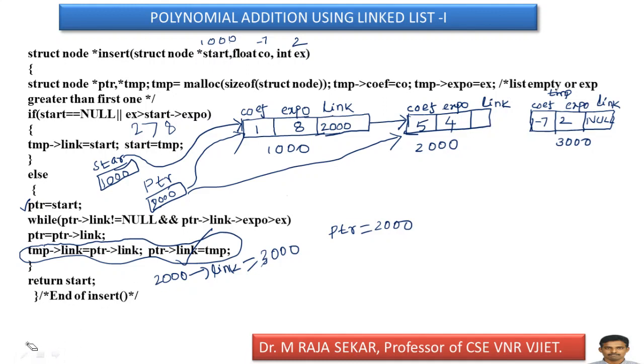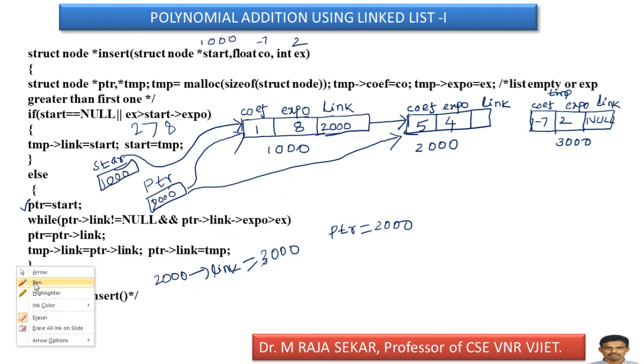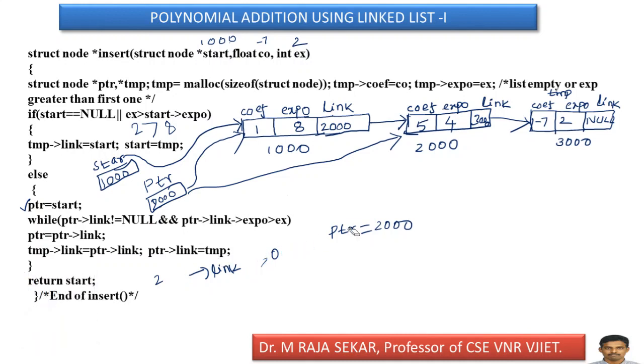Now what will I write? This code we also discussed. Let me choose pen. Now 2000 link equal to 3000. Here I must write 3000, isn't it? It will search for a node whose address is 3000. Now where will I go? This particular code executed. Now let me erase this. These are not required. Anyway, we have updated PTR as 2000. This also is not required. This one is also not required, isn't it?